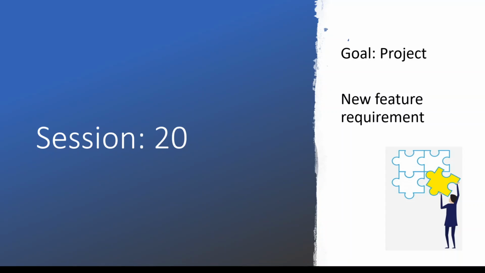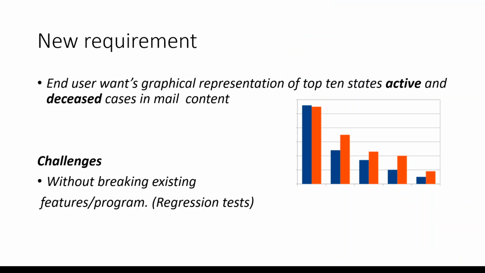There was a suggestion that we can now implement a new feature which has graphical content in the mail. For example, an end user wants a graphical representation of the top 10 states, active and deceased cases, in the mail. Maybe the blue is active cases and the red is deceased cases, something like that. This is a bad report, but it is a graphical representation. Maybe it's just a bar graph and we can plot it.